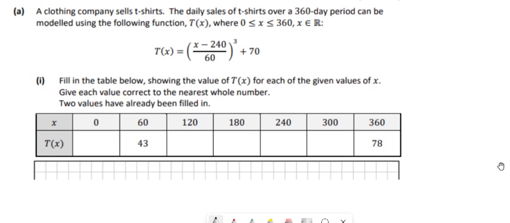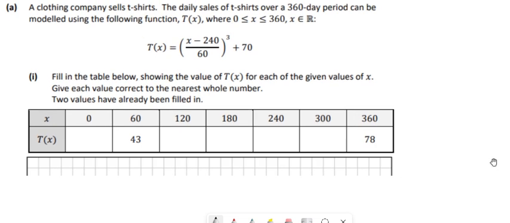Hiya folks, this is question 8. So we're filling in a table here really. They give us a function, the daily sales of t-shirts over a 360 day period. It's an awkward enough looking function, but you can use your calculator on it if you want, or just put in all of the values.